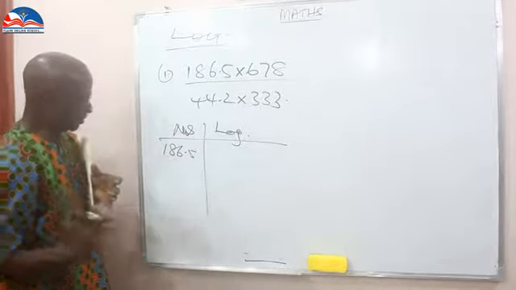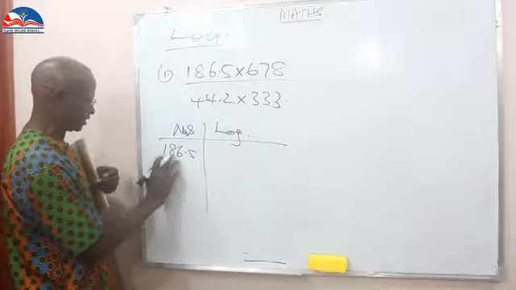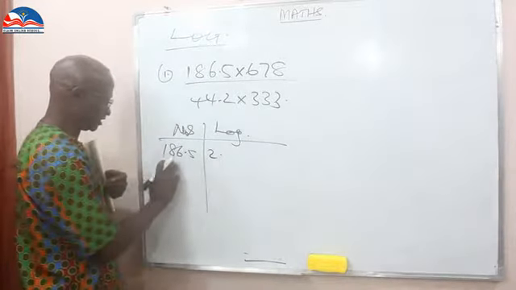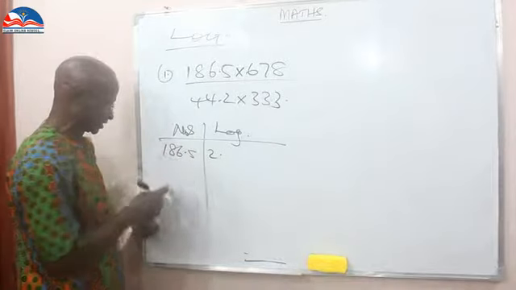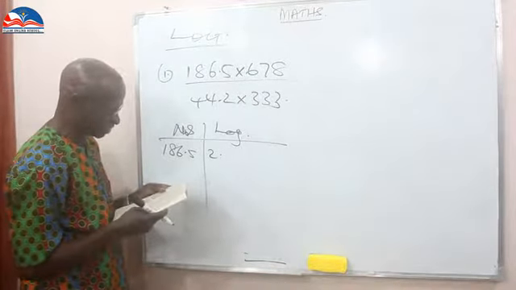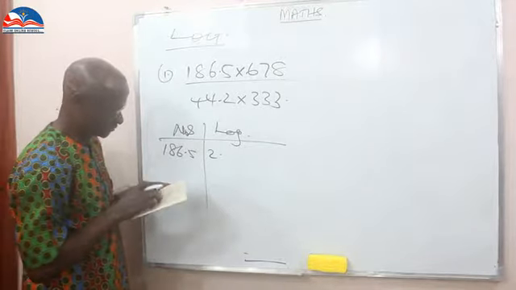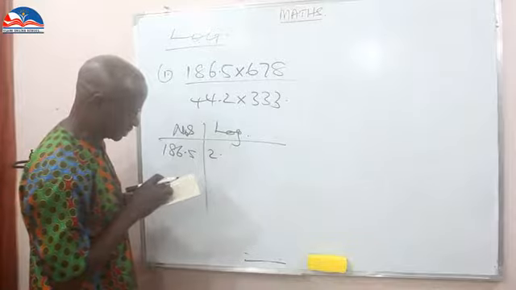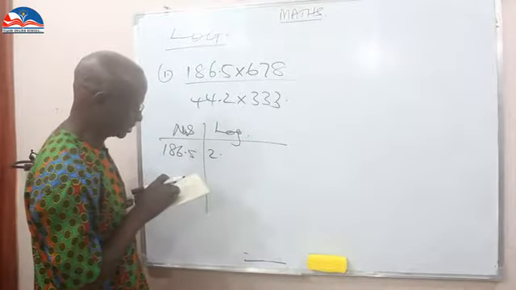Take 186.5. The number of digits in the whole number 186 is 3, minus 1 gives 2. So the characteristic is 2. Look for 86 under 6 in the log table, not the anti-log, be careful. 18 under 6 gives us 2695.